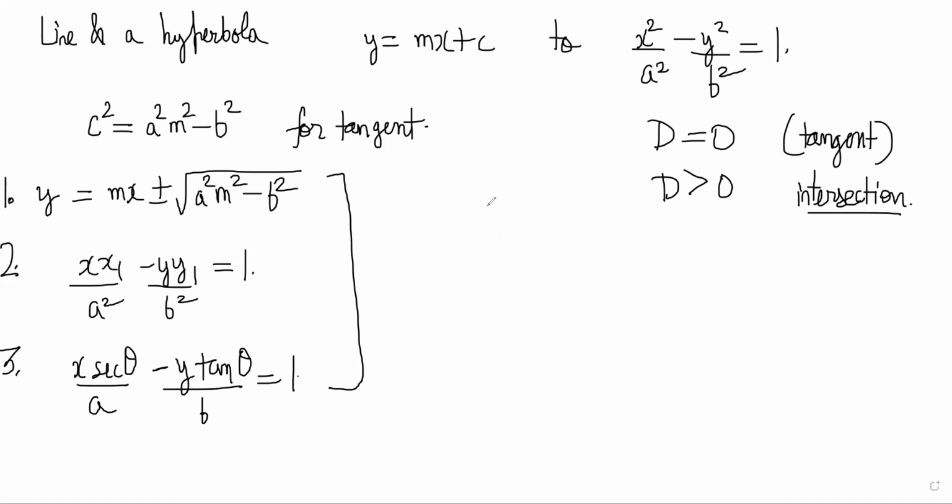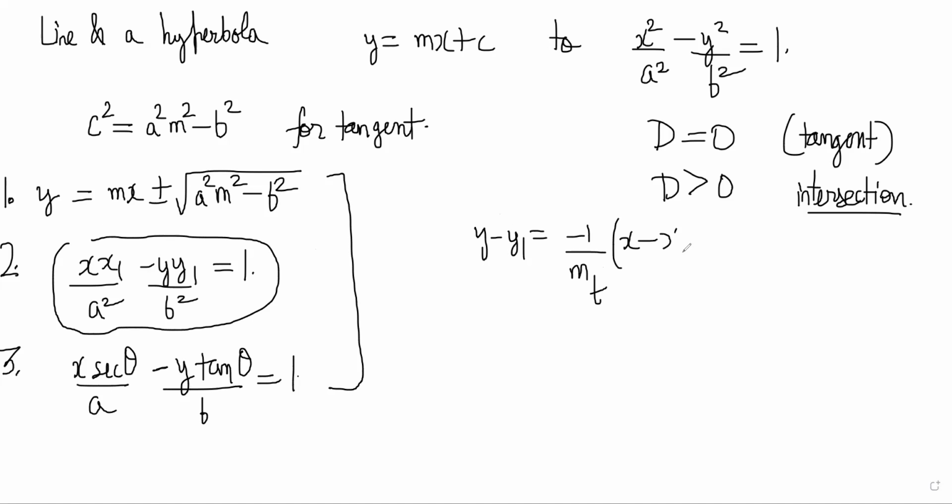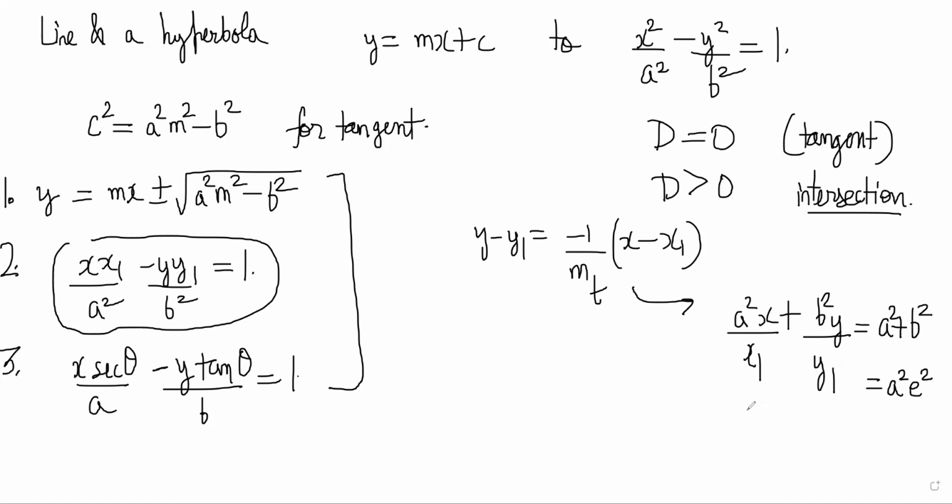Normal equations we know how to get. You will just use the fact that y minus y1 is equal to the slope of normal times x minus x1. From here you will get the slope of tangent, and you'll do slope of normal. If you simplify it a little bit, it comes out like this: a square x by x1 plus b square y by y1 is equal to a square plus b square. And a square plus b square for hyperbola is a square e square. This becomes your normal equation.